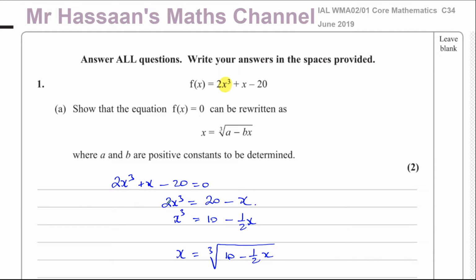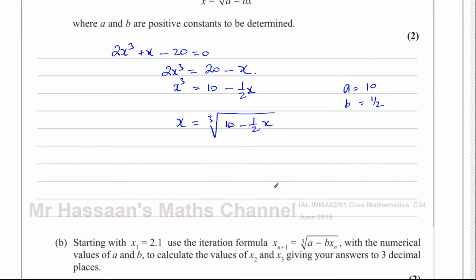Okay, so that's what we've done. So we see that a is 10 and b is a half. We don't have to write that down, just put it in the form, but I'll just write it down anyway. Those are positive constants. A is 10 and b is positive a half. The minus in front of it also makes that negative now.